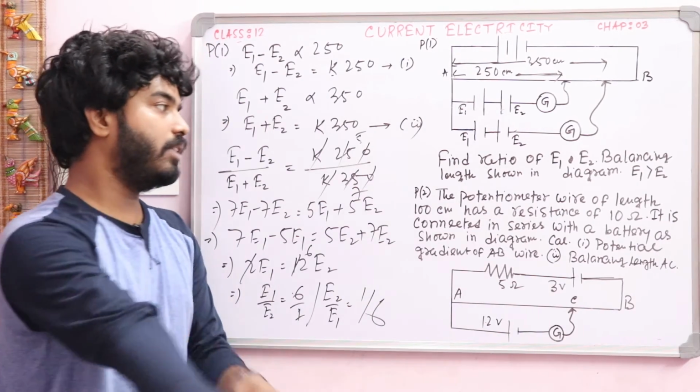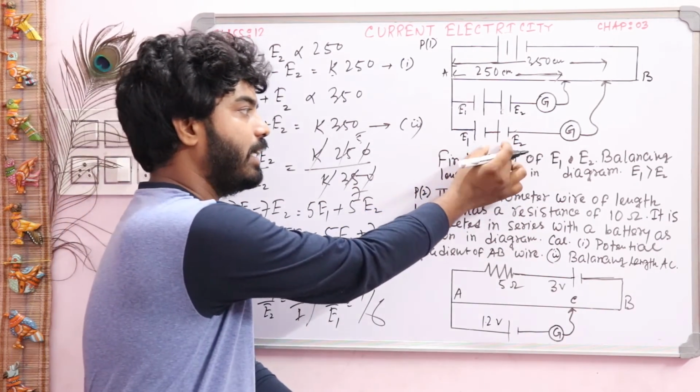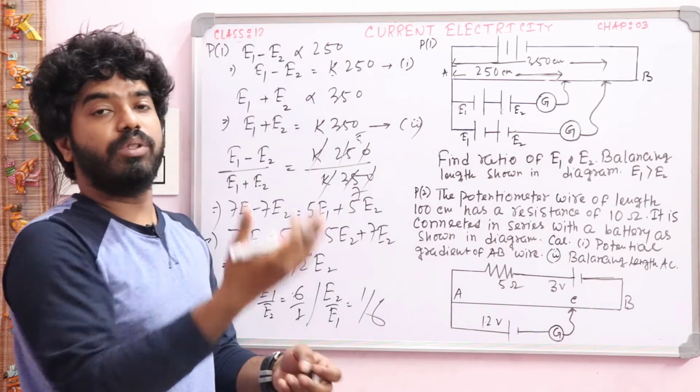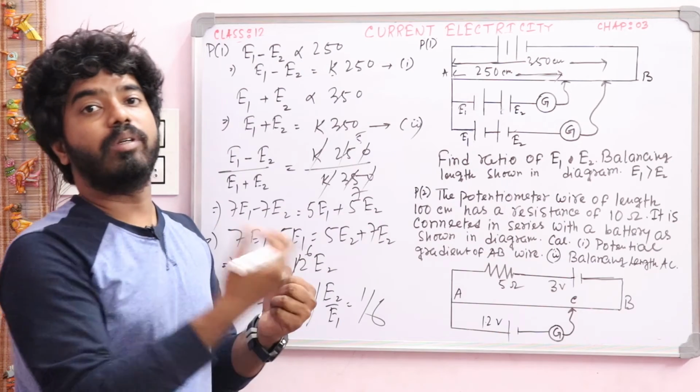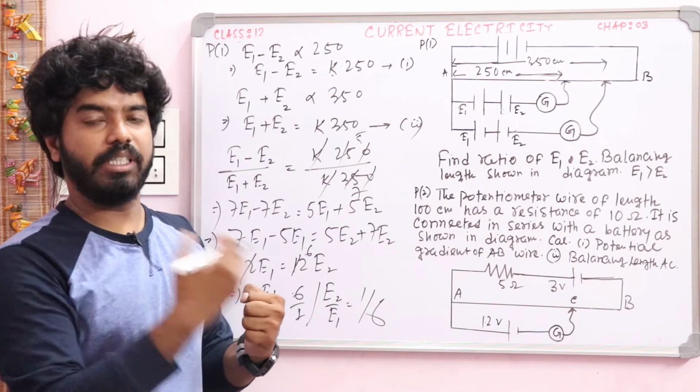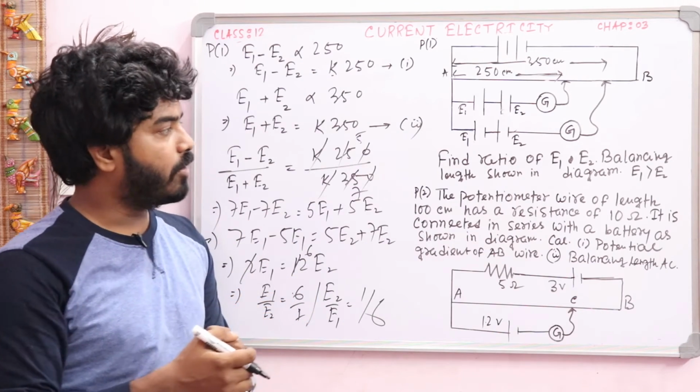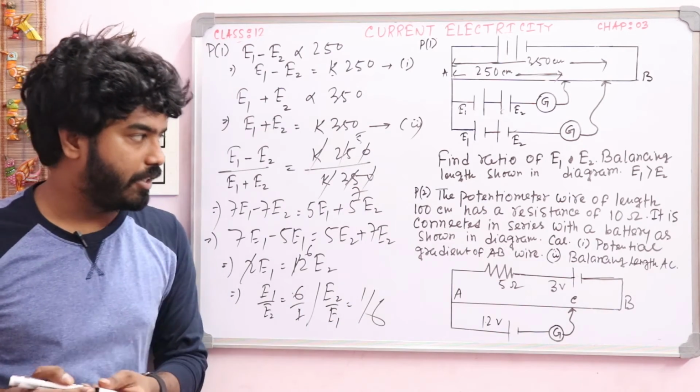Okay, so the basic concept is you have to think this logic, how we get effective EMF when both are connected in the same manner and when both are connected in opposite manner. We already completed this in previous classes. Okay, now problem 2, read it.